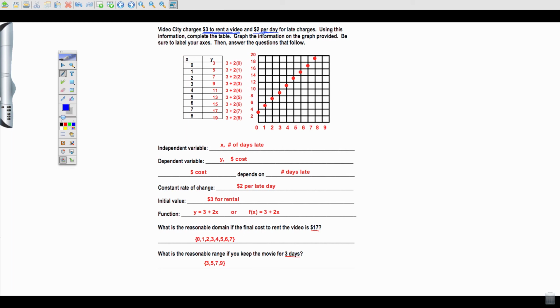So every day you're late. And I hate late charges. That always happens to me for some reason. But late charges, $2 per day. That stinks. Use the information, complete the table, graph the information provided, be sure to label your answers, then answer the questions. Okay, so let's complete the table.